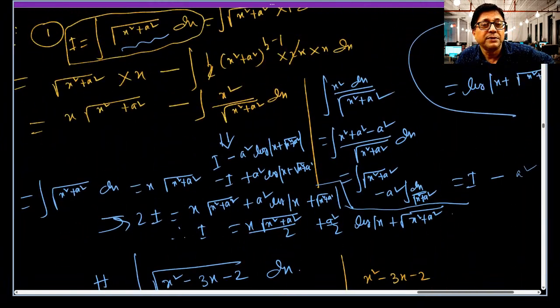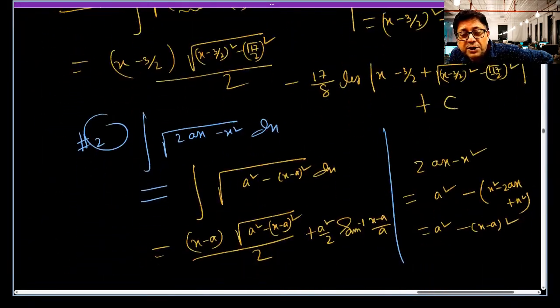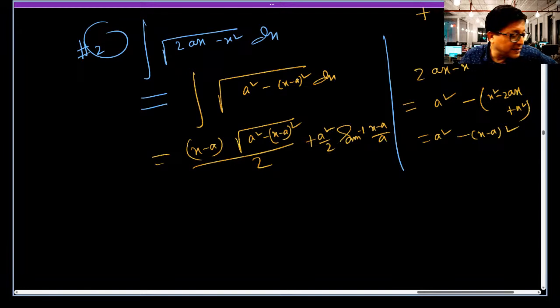I did not derive it. This you can try at home. We have used this formula. Root over a square minus x square is what? X root a square minus x square by 2 plus a square by 2 sine inverse x by a plus c. Clear? That form only is being used. In place of x, there is x minus a, that we have used.